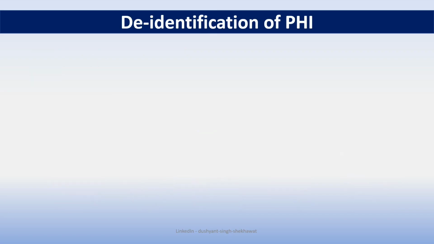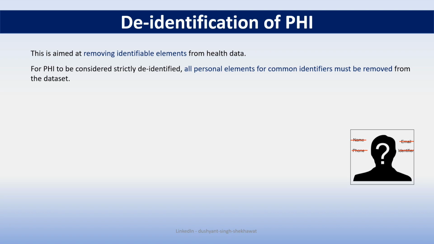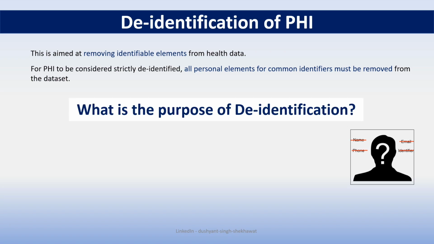protections. What is de-identification? De-identification is aimed at removing identifiable elements from health data. Under HIPAA, in order for PHI to be considered strictly de-identified, all personal elements from common identifiers must be removed from the dataset. Some examples of common identifiers include name, birth date, admission date, email, social security number, medical record number. So what is the purpose of de-identification?